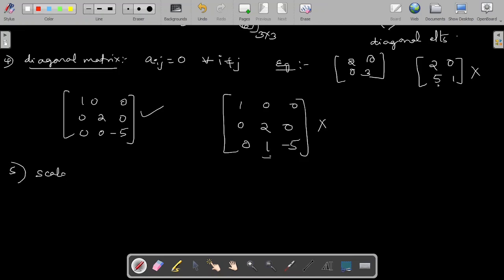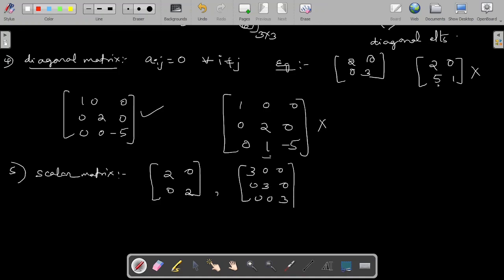Next is a scalar matrix. It is a diagonal matrix in which all diagonal elements are equal. An example is [2 0; 0 2]. All diagonal elements must be the same, and non-diagonal elements are all 0. Similarly, 3 0 0, 0 3 0, 0 0 3 is also a scalar matrix. [2 0; 0 3] is not a scalar matrix because the diagonal elements are not equal.